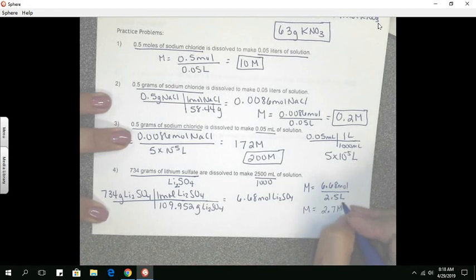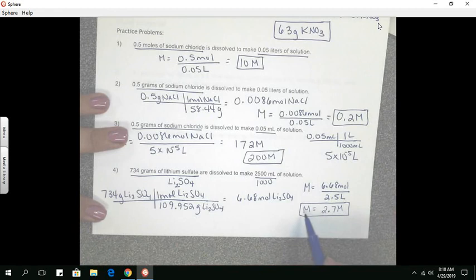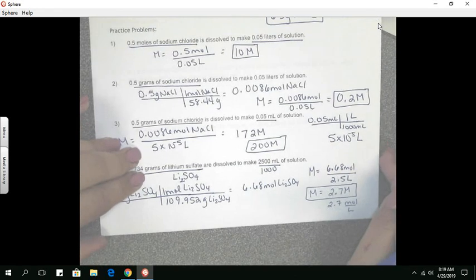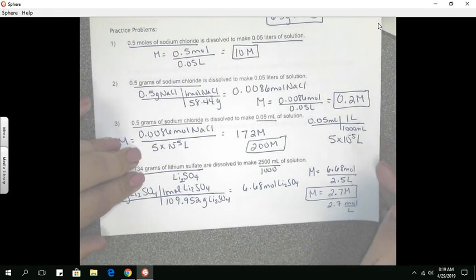2.7 molar. Now, this M is our variable in our formula, our equation. This M is our unit. Again, you can use the capital M, or you can also write the unit as moles per liter. Either one is acceptable. Okay? So when we meet again, we will be practicing molarity.